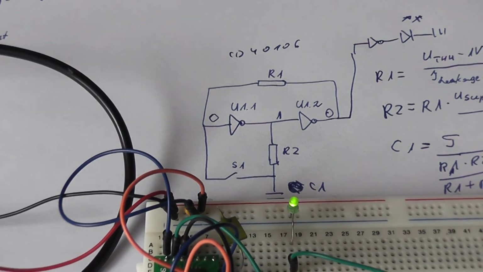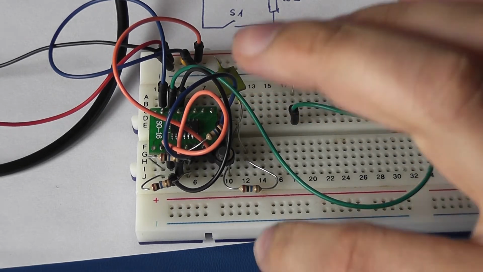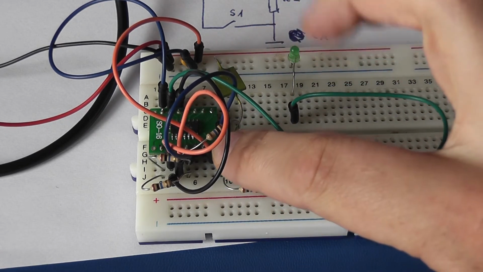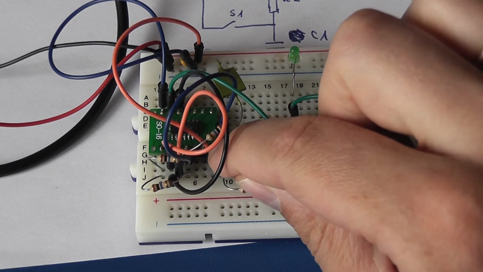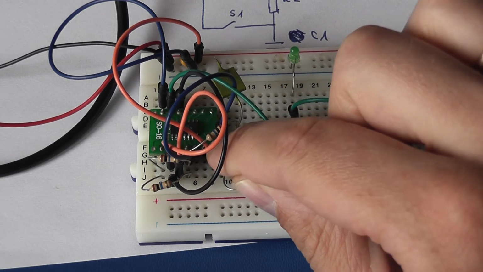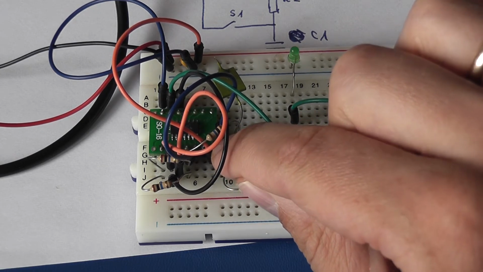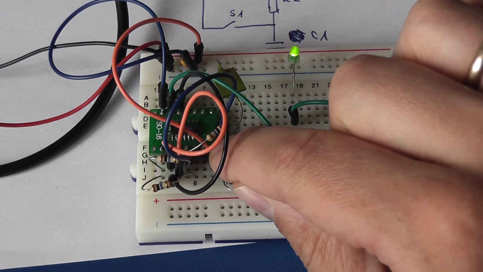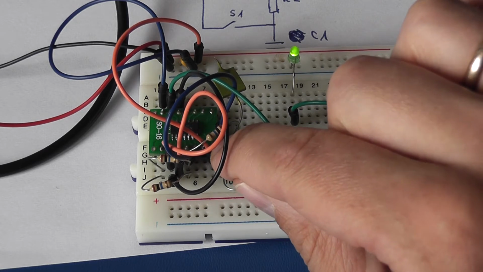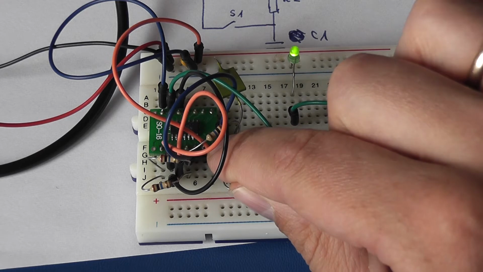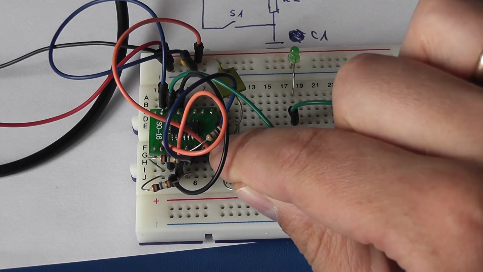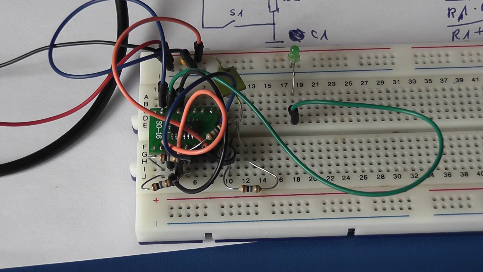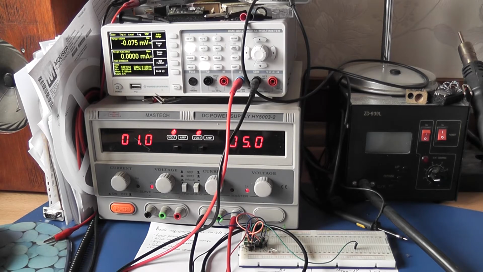Now let's see how our circuit operates. In here there is a button. And as you can see, I can switch it as fast as I can, or I can be very slow. Circuit just works. Now let's disconnect the LED and measure current drain. Here is our circuit connected to my benchtop multimeter, and let's see how much current it drains.